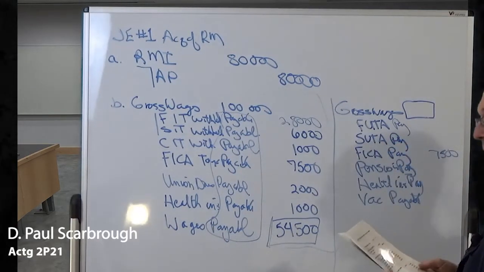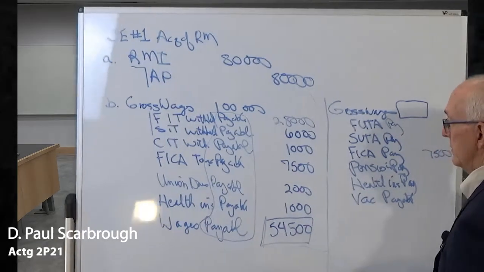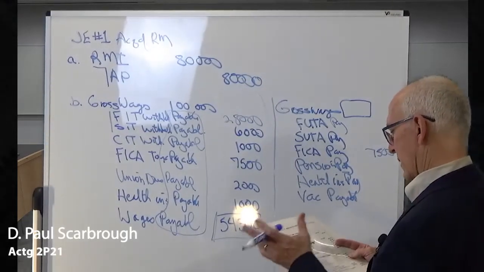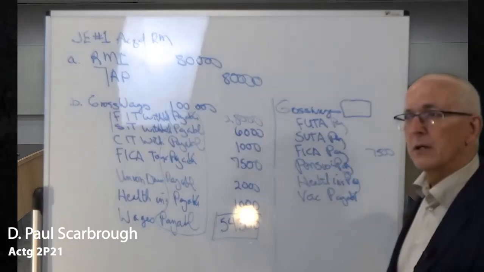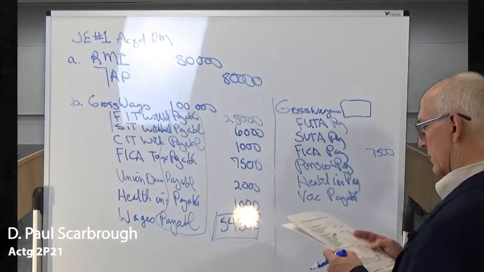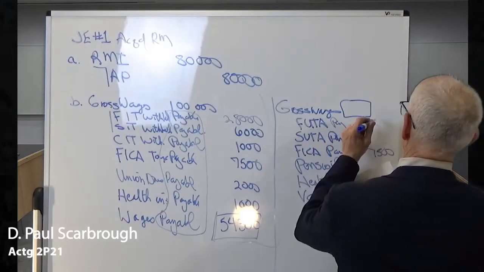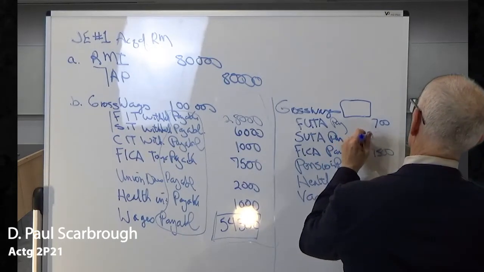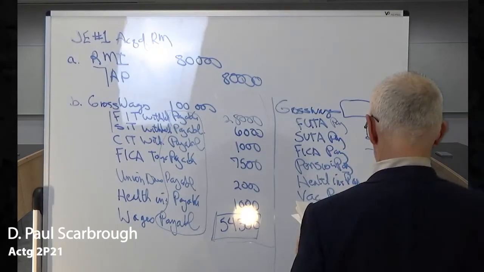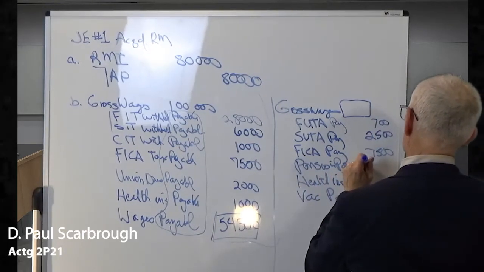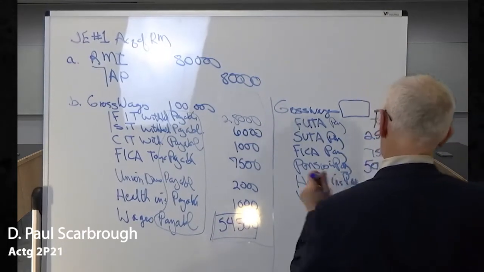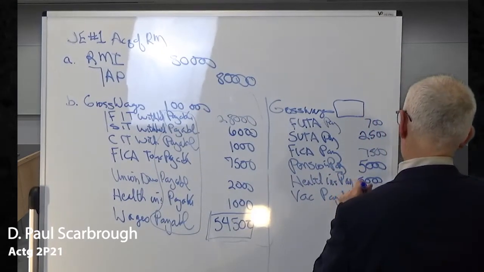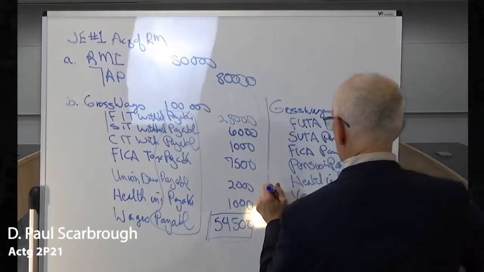That's almost the only conceptual difference between the U.S. and Canada, and it's actually the way unemployment insurance works. Almost everything else we do is identical, and an interesting philosophical difference leads to this. And we have federal unemployment tax, $700. State unemployment tax, $2,500. Pension payable, $5,000. Health insurance, $5,000. And vacation payable, $8,333. I'm going to put an asterisk here.